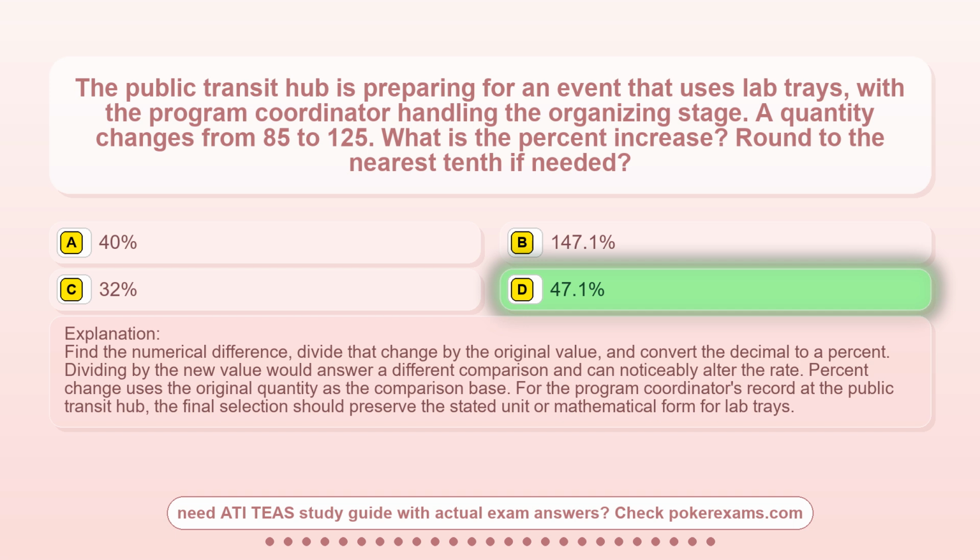Dividing by the new value would answer a different comparison and can noticeably alter the rate. Percent change uses the original quantity as the comparison base. For the program coordinator's record at the public transit hub, the final selection should preserve the stated unit or mathematical form for lab trays. Question 14.